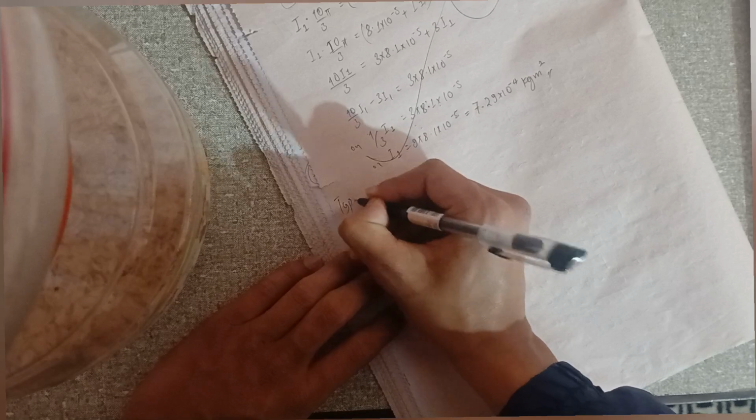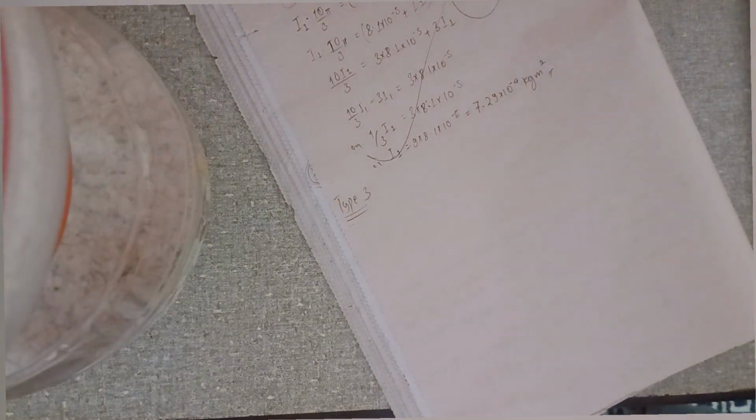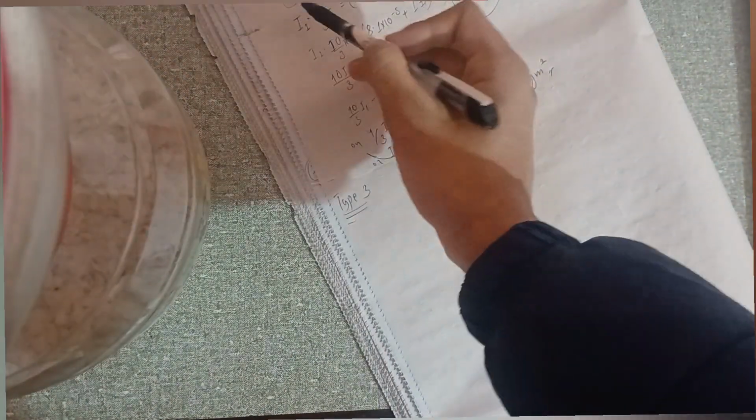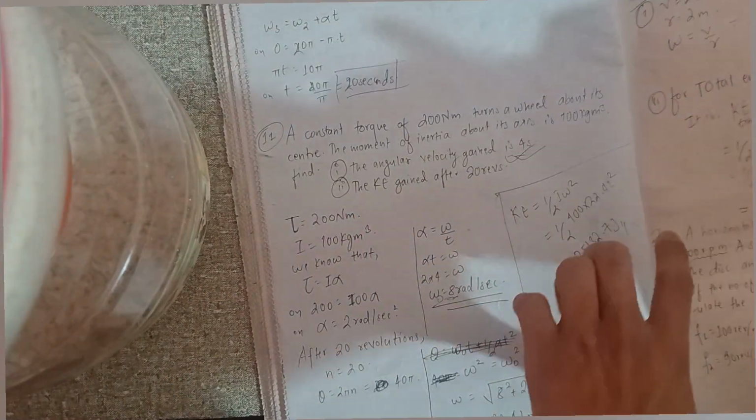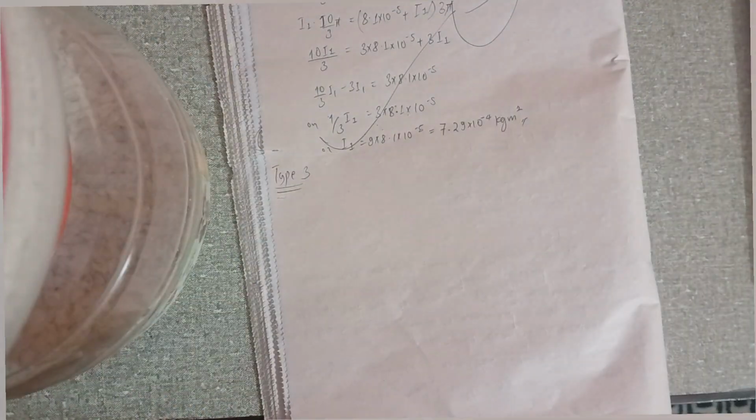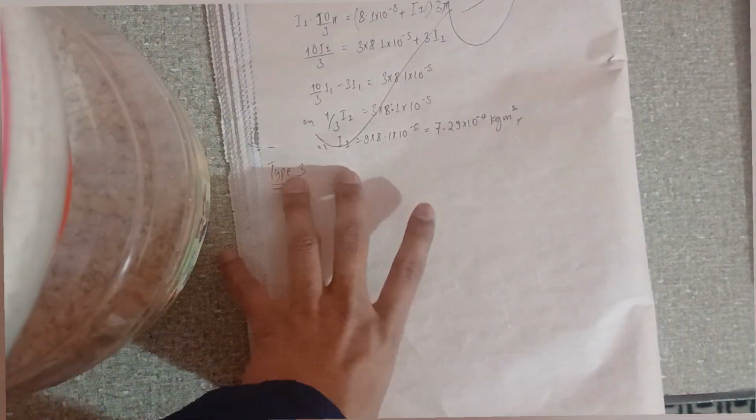Now we are going to the third type, that is type 3, which is conservation of angular momentum. This is a very easy type of question and we already did it just now. In the earlier questions you have to find out everything else first and then use the conservation of angular momentum. But in this type of questions you simply use the conservation of angular momentum. So let's go.